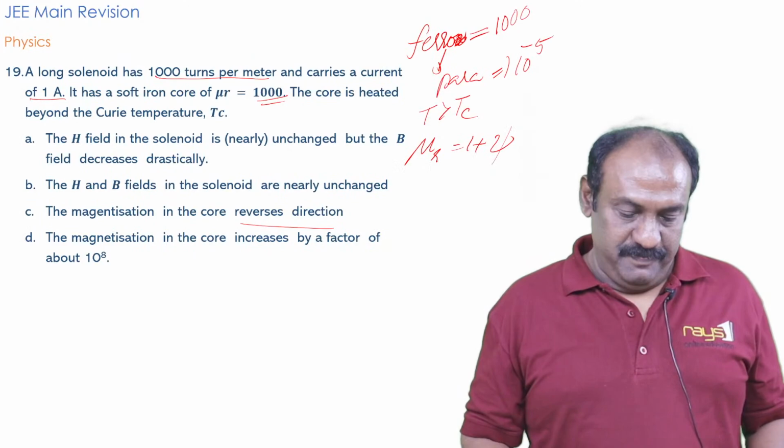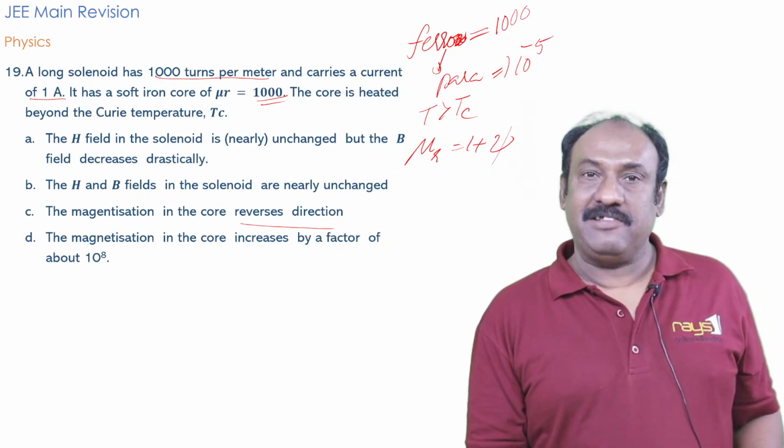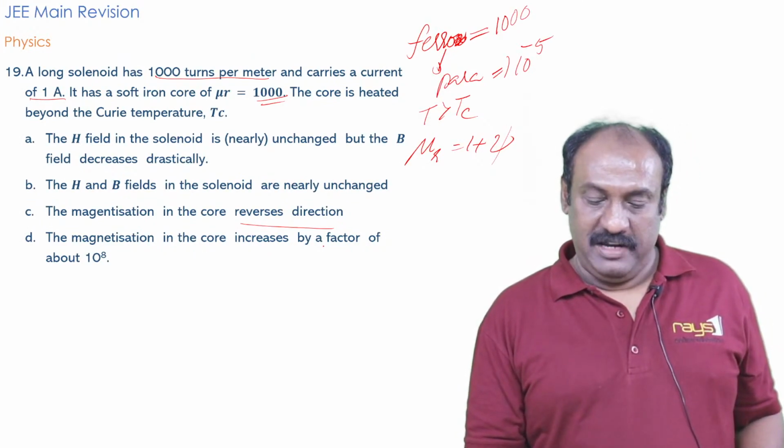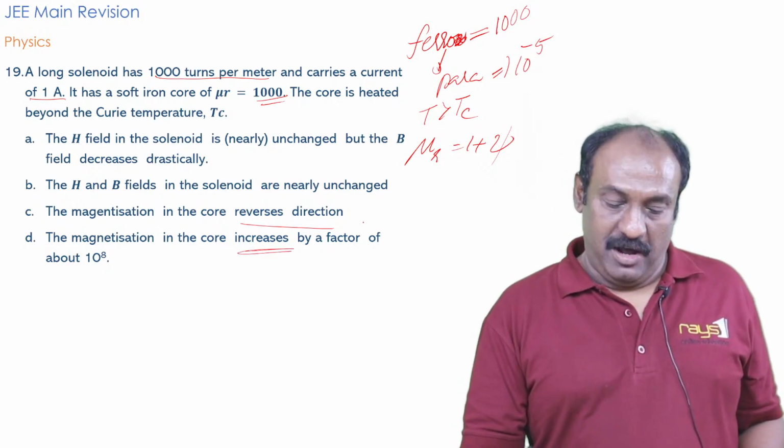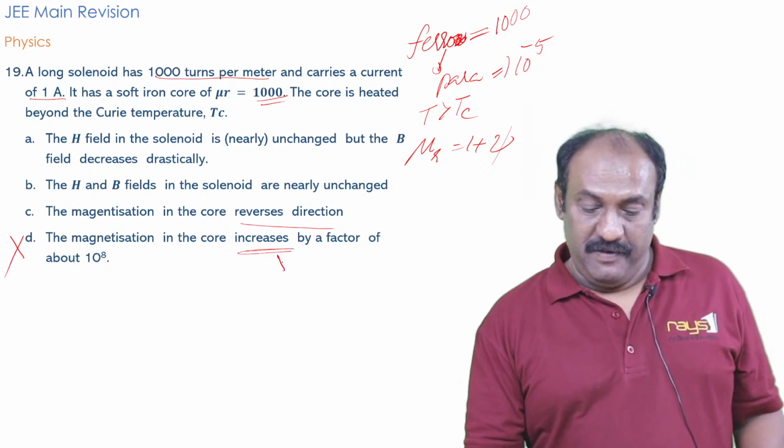See the options here. The intensity of magnetization, nothing but magnetization in the core, increases by a factor of 10 power 8, it is wrong. So decreases by a factor.